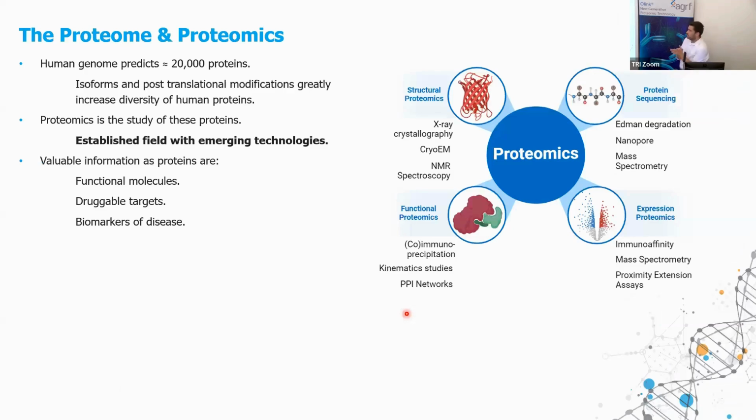So the human genome predicts roughly 20,000 or so proteins. However, the human proteome is far more diverse than that when you consider the isoforms and post-translational modifications that fall out from any one translated protein. There's a great diversity of protein content within not only humans, but also across species. And it highlights the necessity of broad strokes proteomic analyses. Proteomics is, of course, the study of these proteins.